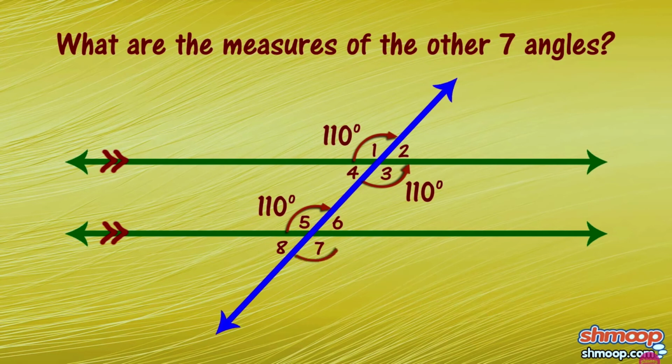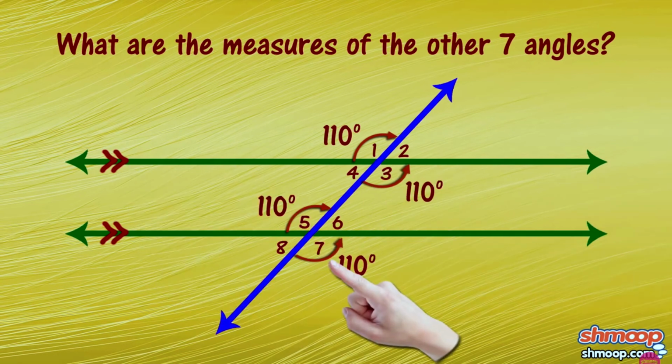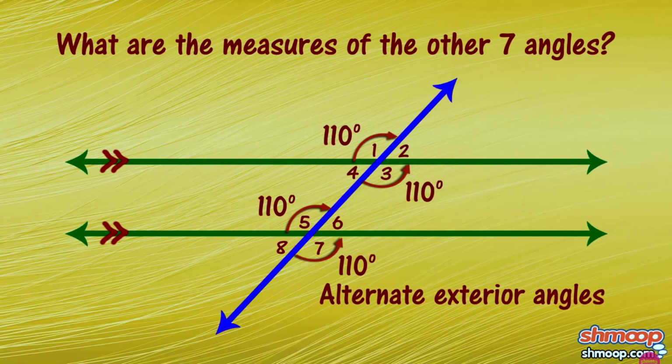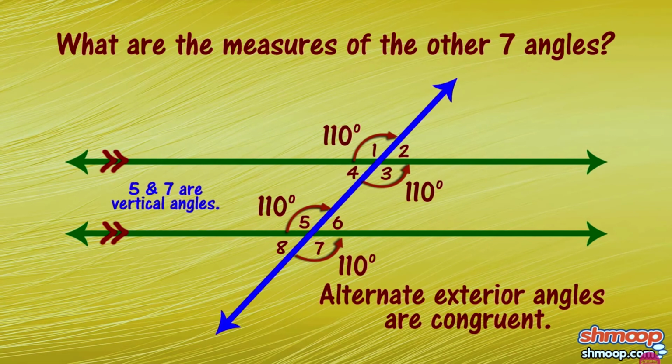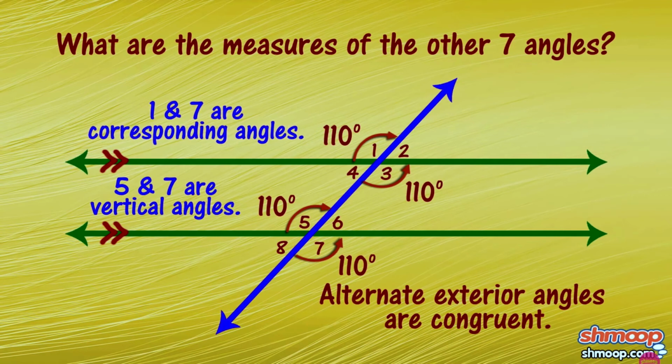And there's one more angle that's 110 degrees, and that's angle 7. So angle 1 and angle 7 are both on the exterior of the parallel lines and alternate sides of the transversal, and they're called alternate exterior angles. Alternate exterior angles are also congruent, and we can check that using vertical angles or corresponding angles. Yep, looks like 110 degrees to us.